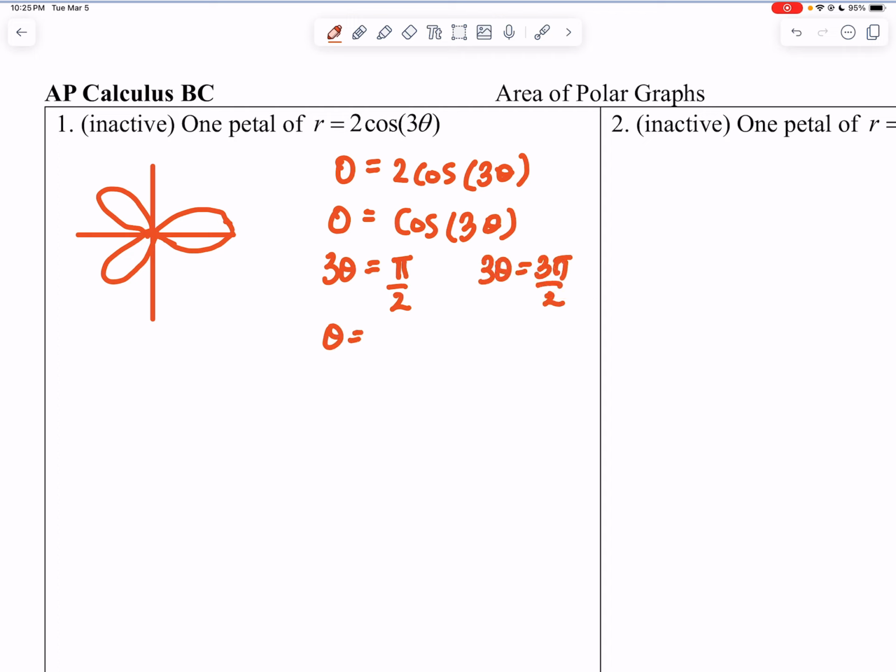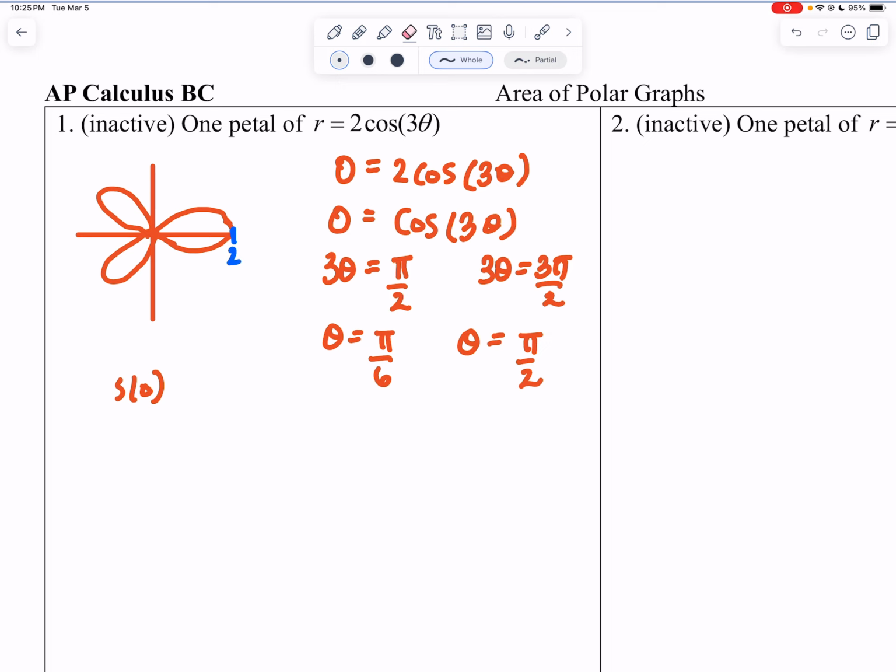So that means that theta can be pi over 6, and theta could be pi over 2. So let's see what our 0 is. If theta is 0, then I have 2 cosine of 0. We know that cosine of 0 is going to be 1. So at 0, if theta's 0, then r is going to be 2.